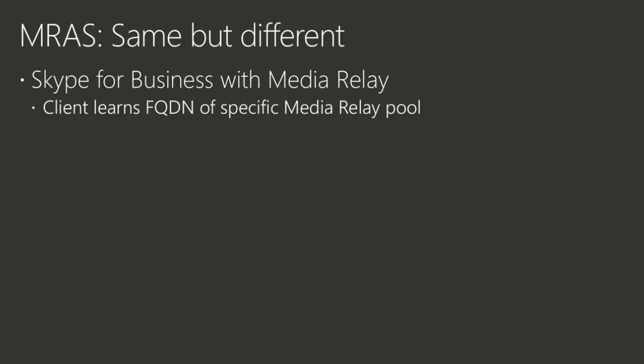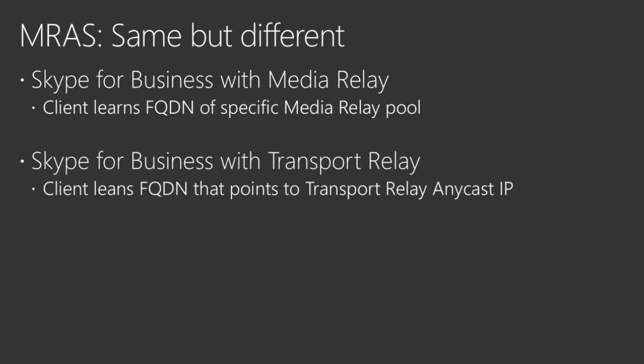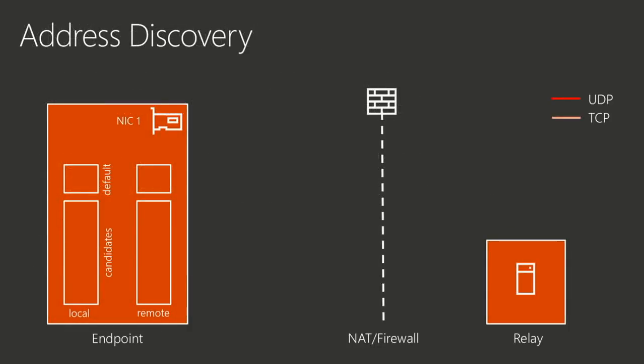Okay, so MRAS, or actually that should say credentials. Same, but different. So if I have Skype for Business with Media Relay, I will learn the FQDN of a specific media relay pool that's in one location. If I have Skype for Business with Transport Relay, I learn an FQDN, and this FQDN points to the Anycast IP of the transport relay. And if I have Teams, I directly learn the Anycast IP. Okay, so now my client knows how can I talk to my relay? And that's step one.